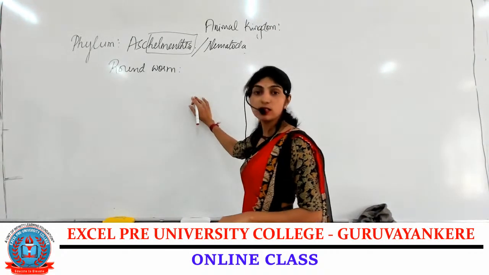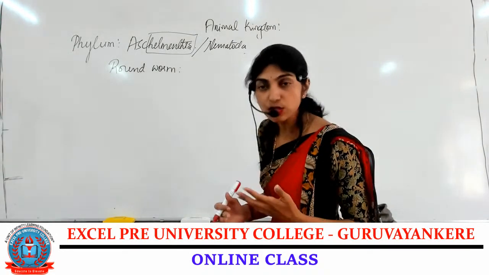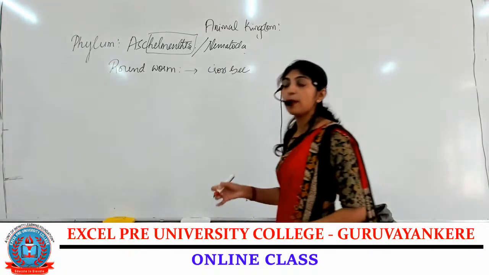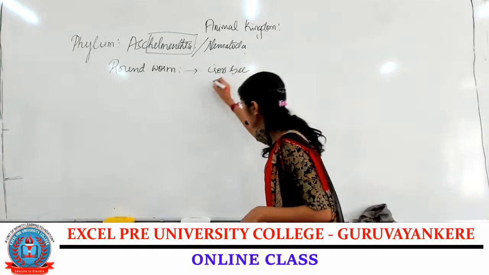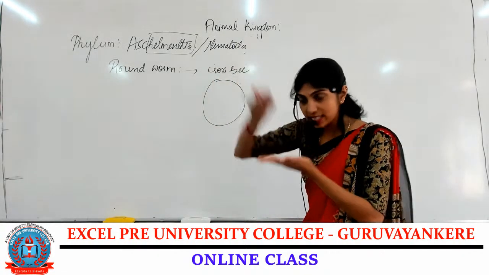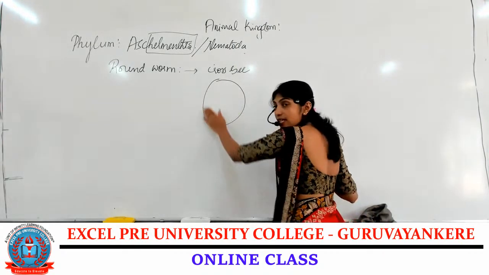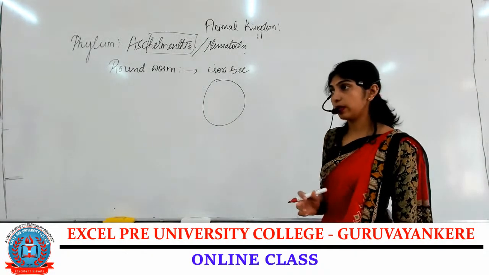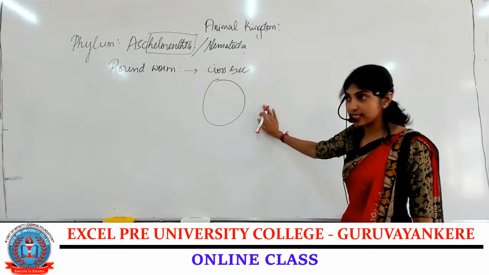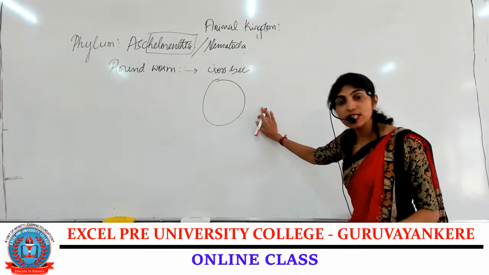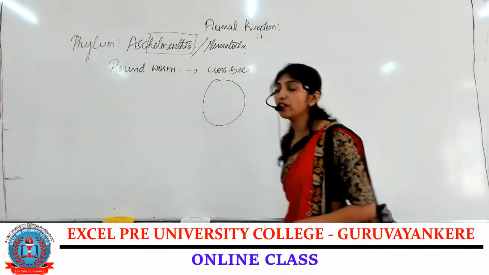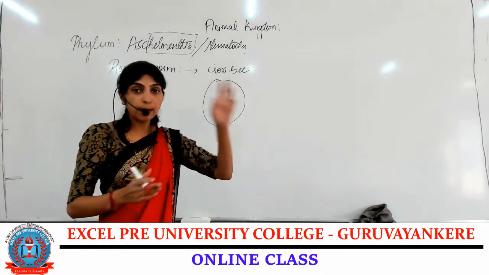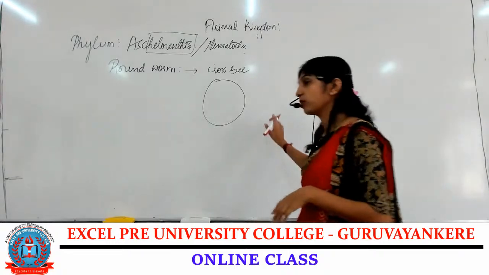Now, why are they called roundworms? When we dissect the organism and take a cross section, the inner organization of the body appears to be round. That is why they have got the name roundworm. Organisms belonging to phylum Aschelminthes or Nematoda are generally called roundworms because, when we take the cross section of the organism, it appears to be round.